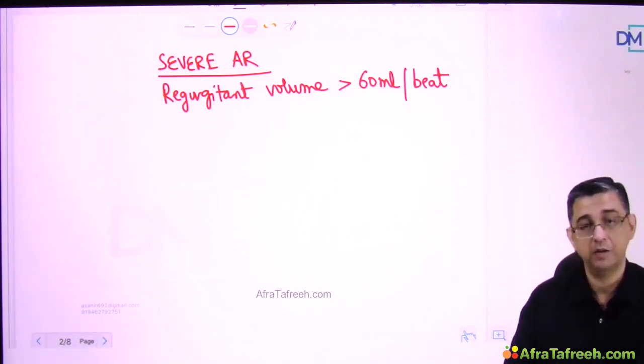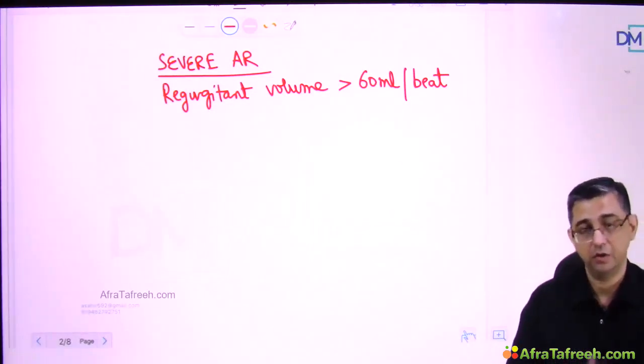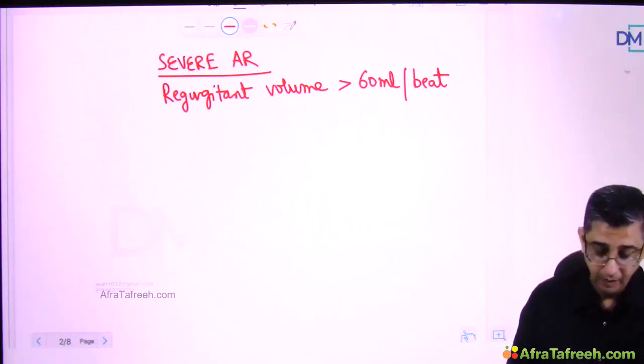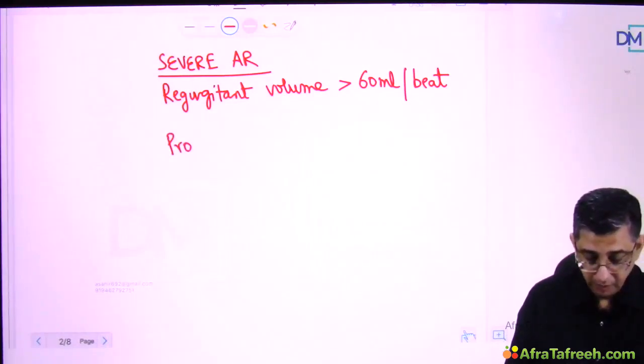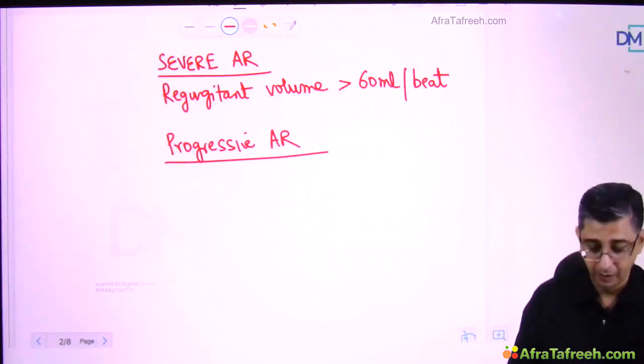If the regurgitant volume itself is going up to 60 ml per beat, you can understand that forward failure will definitely occur, because whatever goes in the forward direction comes back into the heart due to the incompetency of the valve or the aortic root dilatation. A new term that they are now mentioning in Harrison is progressive aortic regurgitation. So we need to basically have a hang of what we mean by the word progressive aortic regurgitation.